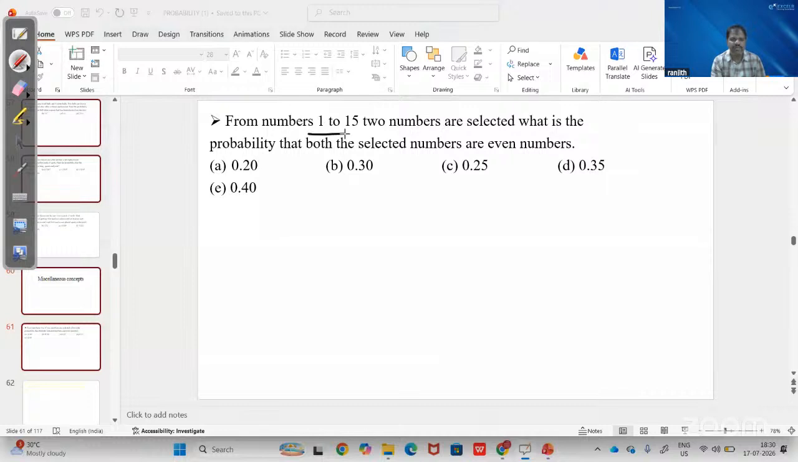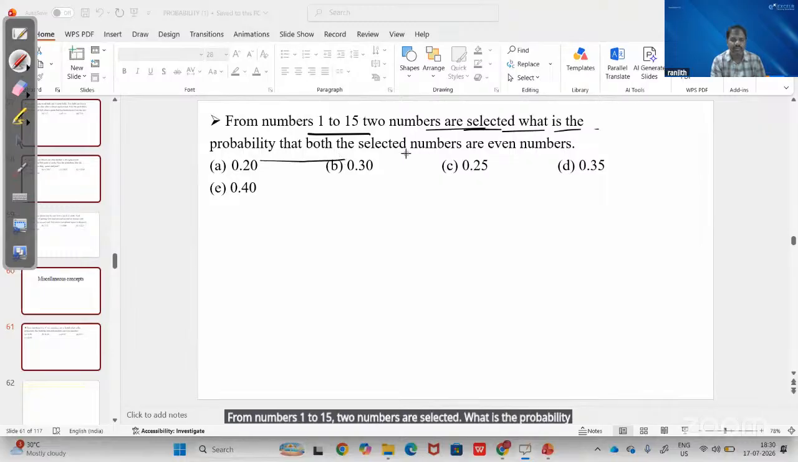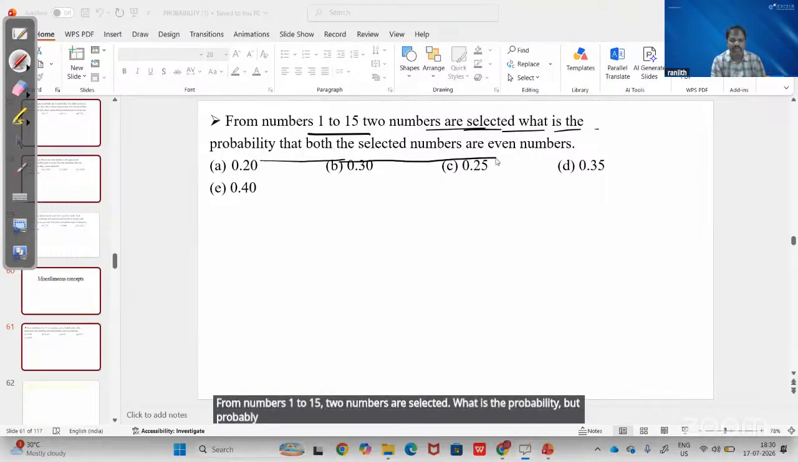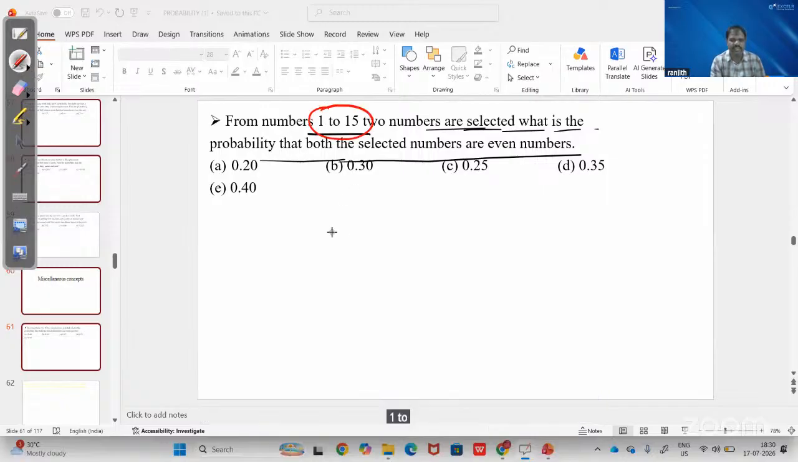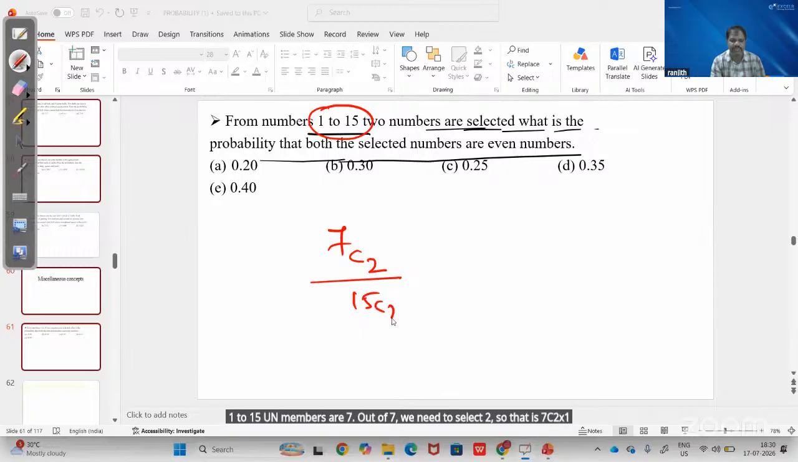From numbers 1 to 15, two numbers are selected. What is the probability that both the selected numbers are even numbers? How many even numbers are there? From 1 to 15, the even numbers are 7. Out of 7, we need to select 2. So that is 7C2 by 15C2.